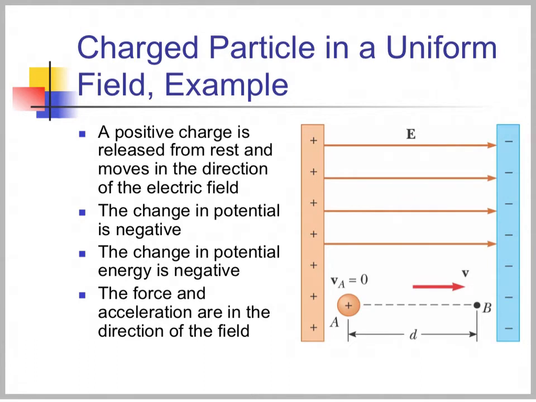So let's look at an example. A positive test charge is released from rest and moves in the direction of the electric field. The change in potential is negative. Therefore, the change in potential energy is negative. And force and acceleration are in the direction of the field.